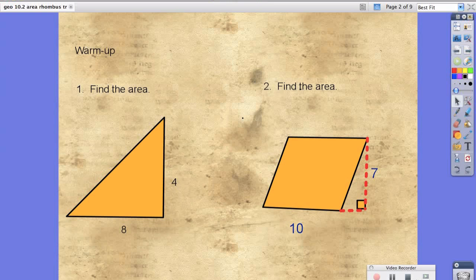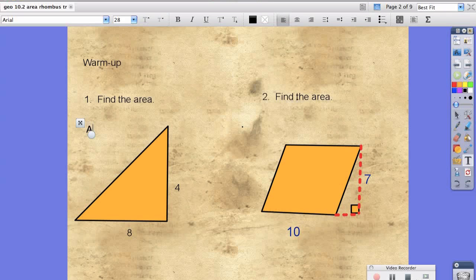For number one, let's find the area of the triangle. Now, hopefully you remember that the area of a triangle is equal to 1/2 base times the height. And in this case, the base is 8 and the height is 4. Therefore, we have 1/2 times 32, which means the area of this is 16 square units.